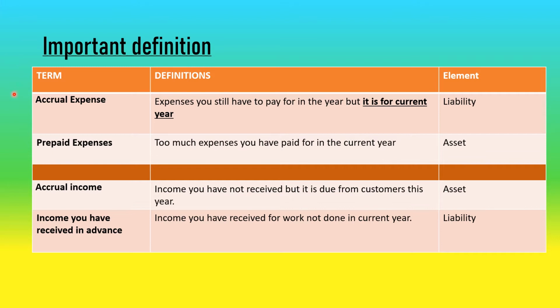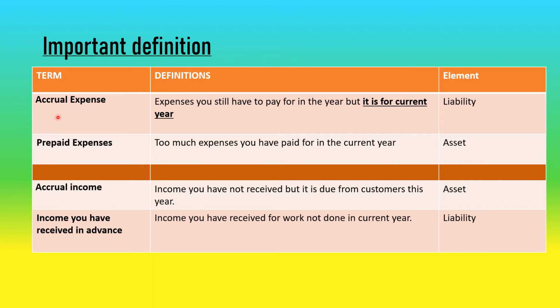Okay, let's have a quick look at the words itself before we even look at the definition. Accrual expense and accrual income. The word accrual means the absence of cash. So this is something that is happening without cash. Prepaid expenses means before. So the word pre is before. You've paid before these expenses. Income received in advance is income received in advance. It literally means what it says.